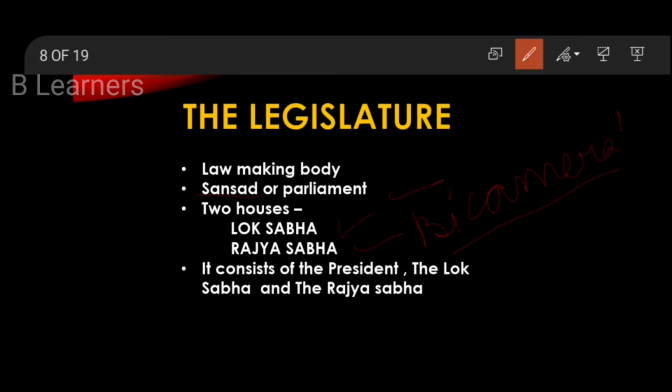Now, what are the things that come under the category of legislature? What makes the legislature? The President, the Lok Sabha and the Rajya Sabha, all these together form the legislature.